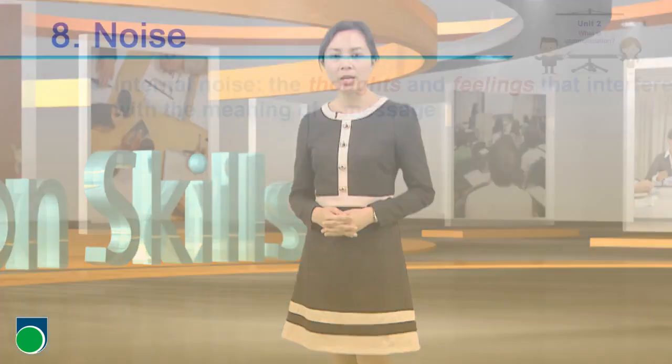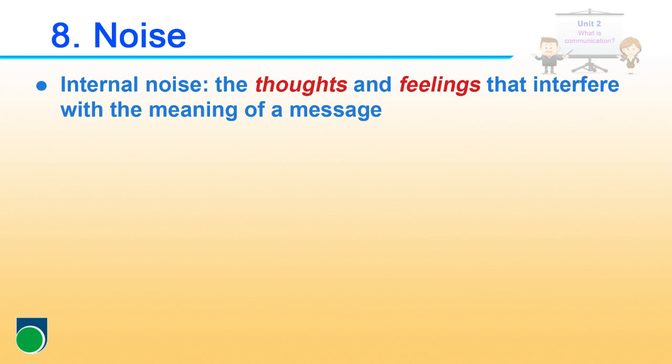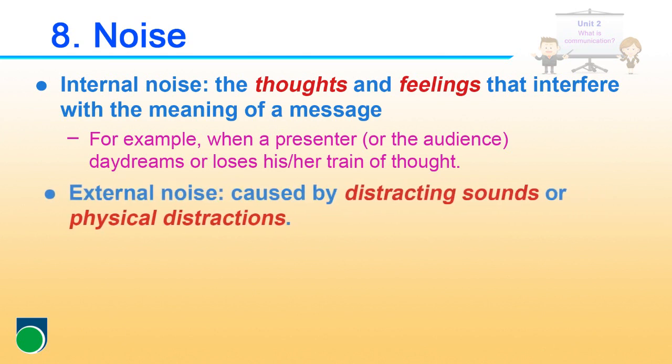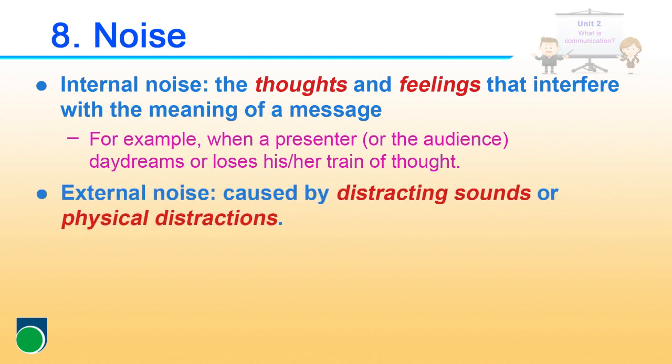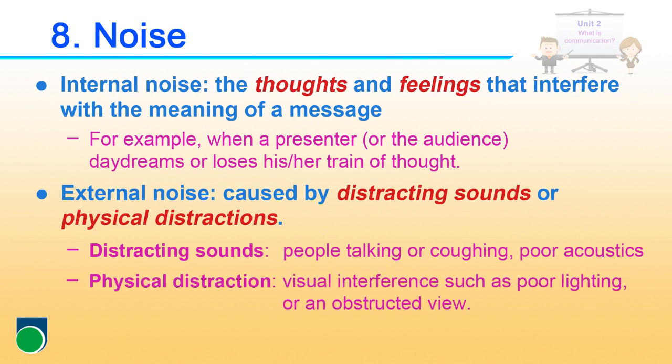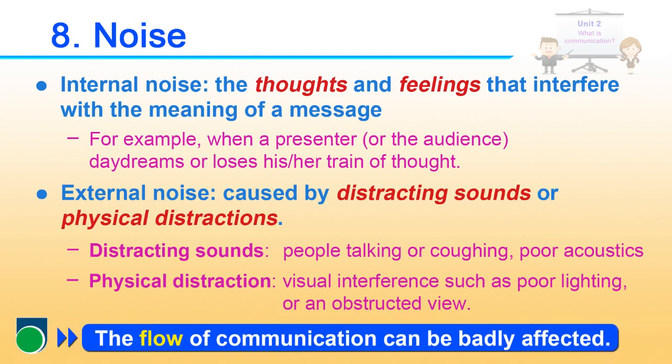Common sources of noise can be both internal and external. Internal noise is the thoughts and feelings that interfere with the meaning of a message. For example, when a presenter or the audience daydreams or loses his or her train of thought. External noise can be caused by distracting sounds or physical distractions, such as people talking or coughing, poor temperature, or poor ventilation. It can also result from visual interference, such as poor lighting or an obstructed view. When internal or external noise occurs, the flow of communication can be badly affected.